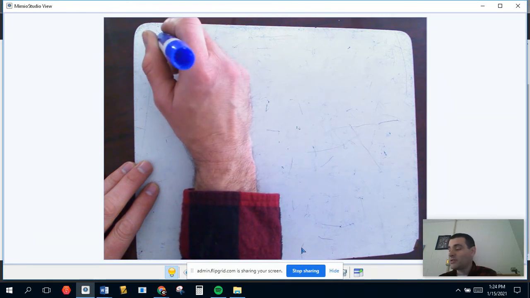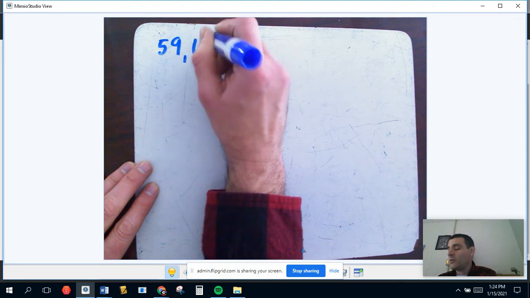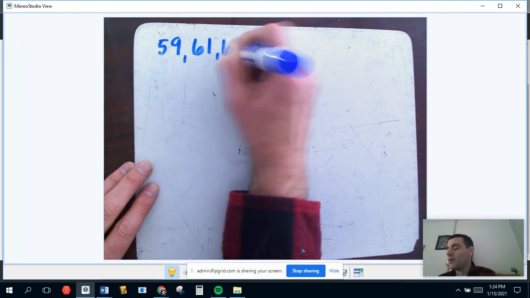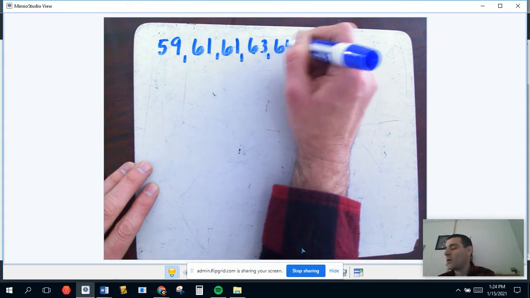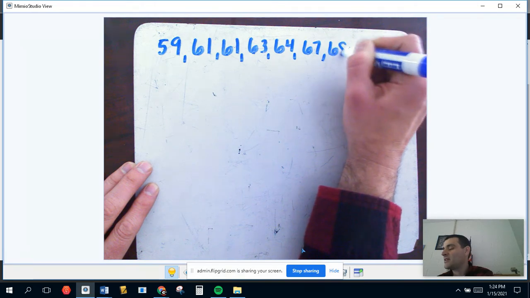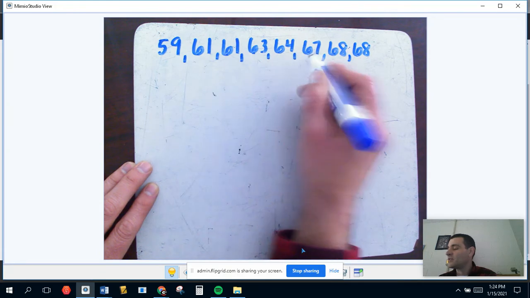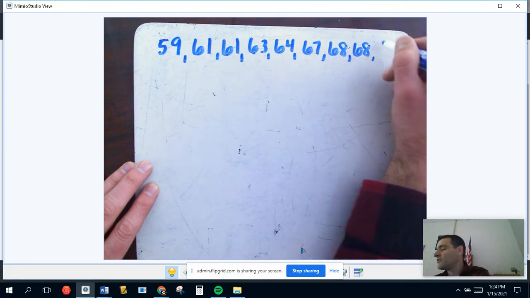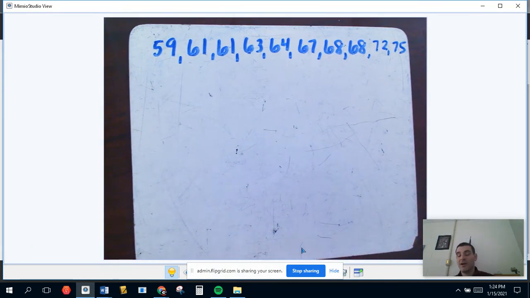So we have one student that's 4'11", 59 inches. Another that's 61, a 5'1", another 5'1". So we have a 5'3", 5'4", 5'7", 5'8", another 5'8". We'll say we have one that's 6 foot and 6'3". So kind of a variety there. Let's make a box and whisker plot and talk about the concepts there.